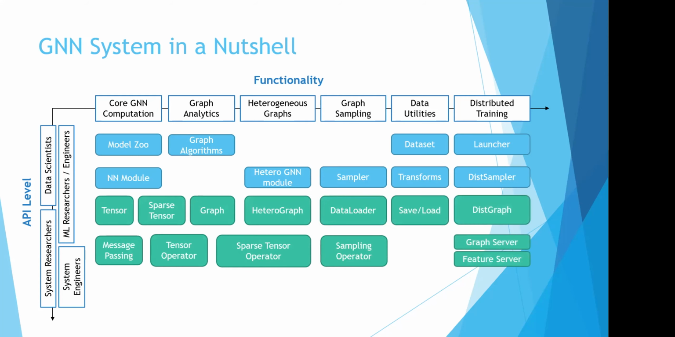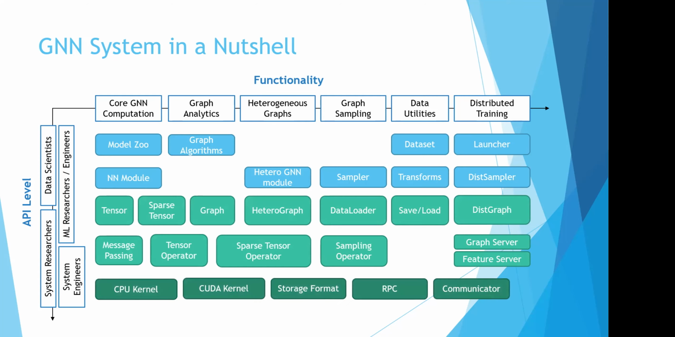Similarly, in the mid level, you have a data loader operator for graph sampling, and some data utilities. Also for distributed training, we have graph server and feature server, these more lower level components. And at the very end, on the system and infrastructure level, there are CUDA kernels, CPU kernels, storage format, and also some network communication components for distributed training. So you can see there are actually a lot of components in a GNN system.